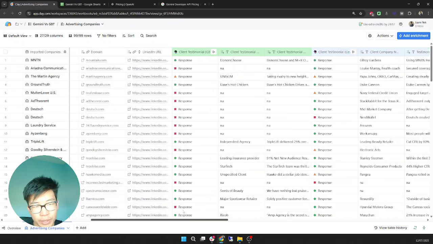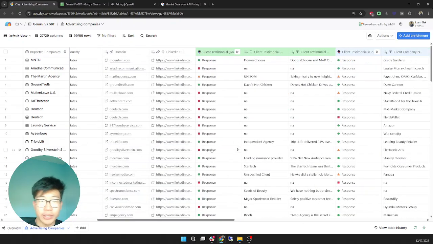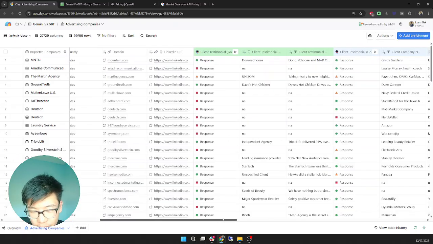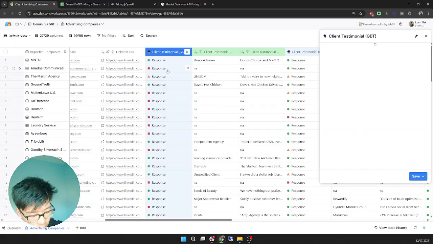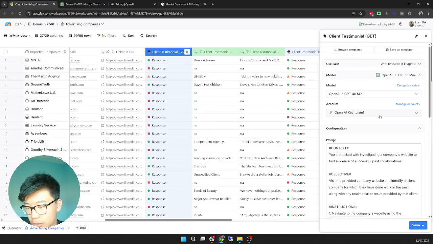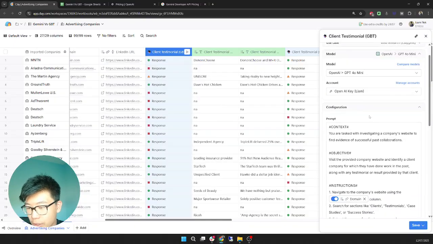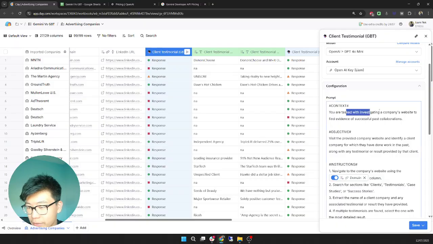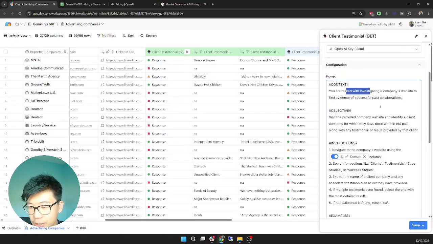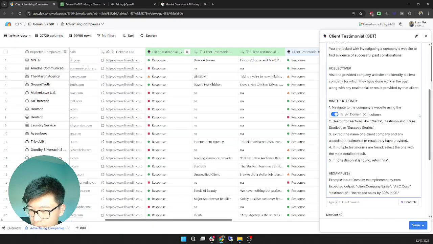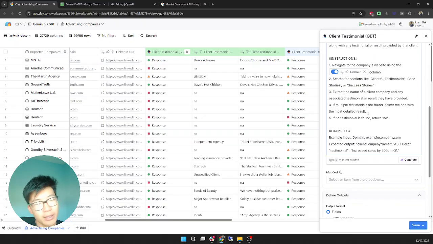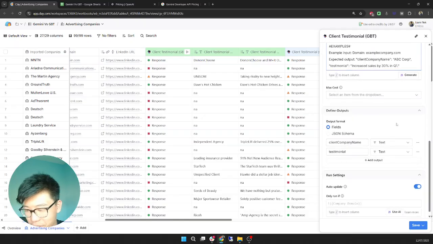So going through this, we have client testimonials here. With GPT versus Gemini, this is just the prompt I put in. It's the prompt I use pretty often across all of my clients. So let's see here. Context: you are tasked with investigating a company's website, find evidence of successful past collaborations, visit the provided website and identify a client company for which they've done past work, testimonials, etc. You're not here for the prompt. If you were, you'd watch a different video.